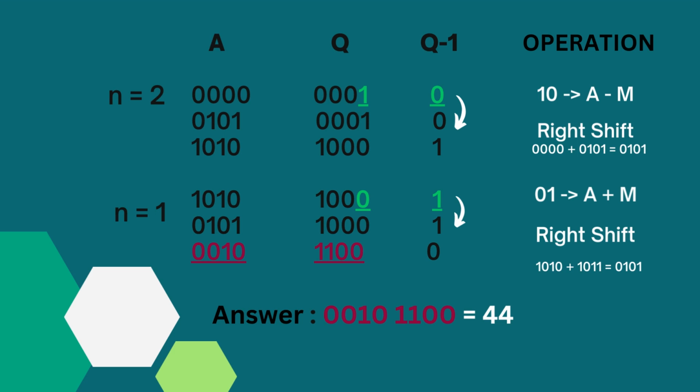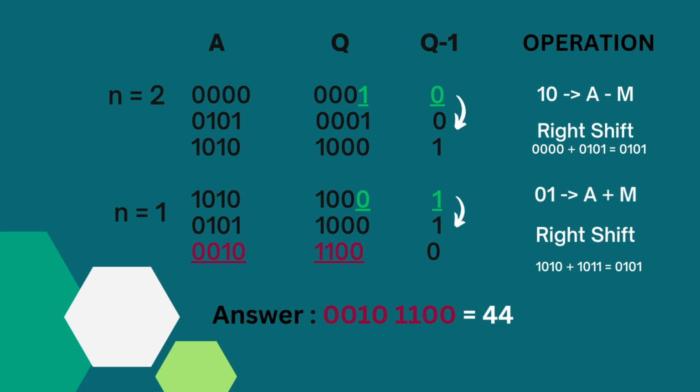Then we get n, the number of bits, equal to 1, and the value of accumulator as 1 0 1 0, and the LSB of q as 0, and q minus 1 is equal to 1. Then we get q naught and q minus 1 as 0 and 1, and we have to do now addition of the content of accumulator plus multiplicand, and then right shift and decrement n by 1.